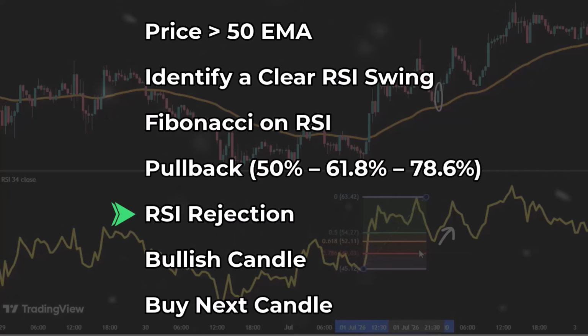Fifth, the RSI rejects the Fibonacci level and starts moving upward. And finally, price forms a bullish reversal candlestick as confirmation. Once that candle closes, we enter at the open of the next candle. That's our buy setup. Now let's see how to find a sell entry using the same strategy.